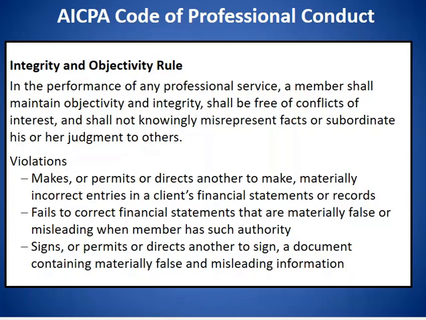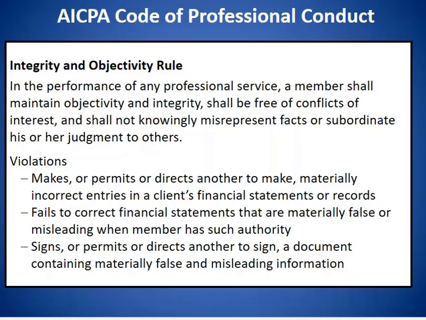Examples of violations would be the CPA makes, permits, or directs another to make materially incorrect entries in a client's financial records. In other words, the CPA could make those entries and that would be a violation, or direct other people, such as a client, to create materially incorrect entries in the client's financial statements or records.